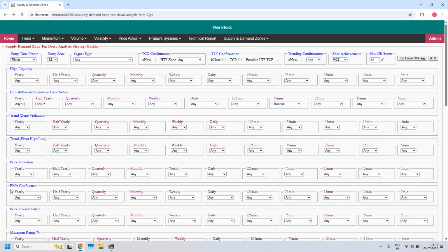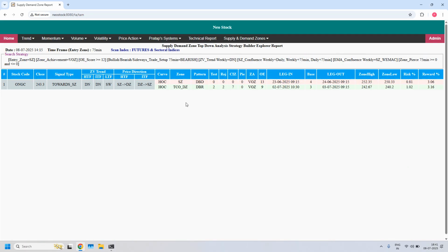Let's check EMA confluence. At weekly time frame, checking weekly supply zone with weekly EMA, but at the same time, weekly trend should not be sideways. It should be only downtrend because it is a bearish trade setup. So one stock having downtrend weekly trend is filtered.